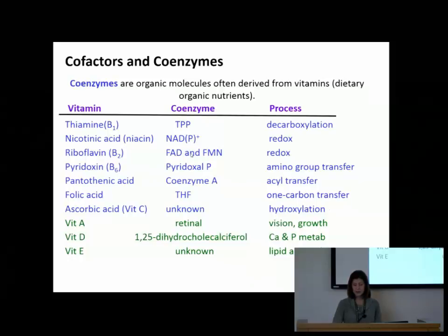We're going to spend a lot of time with TPP, NAD, FAD, coenzyme A. We're going to spend a lot of time looking at how these work in glycolysis, the citric acid cycle, and in the electron transport chain. They're very, very important. So you eat niacin, you get some NAD, and we're going to see exactly how they work.